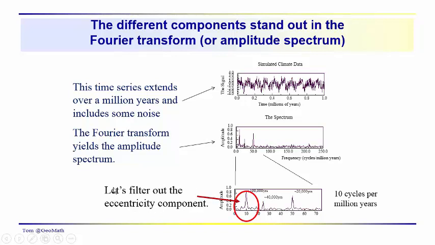And so the next thing that we're going to talk about is filtering, and we've got this 10,000 year or 100,000 year component, 10 cycles per million year component that we want to filter out. We want to get rid of everything else. We want to get rid of the noise. We want to get rid of the obliquity and the precession, and we just want to look at this.